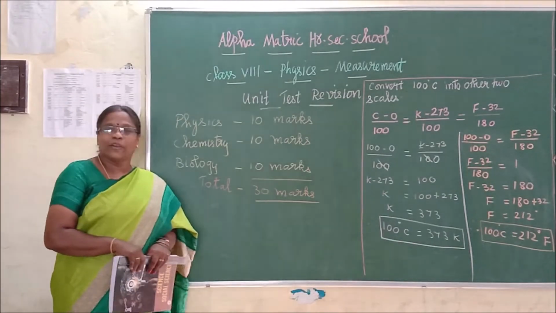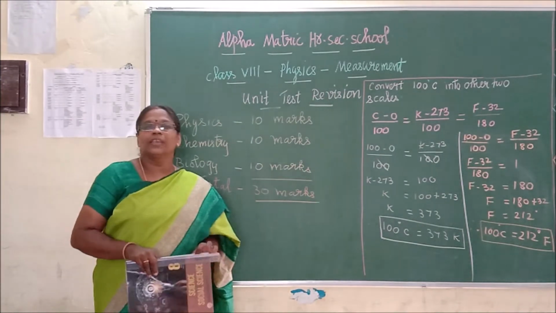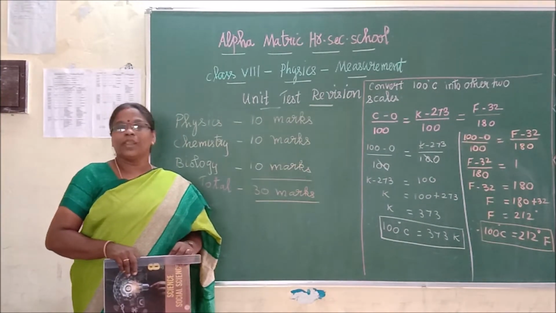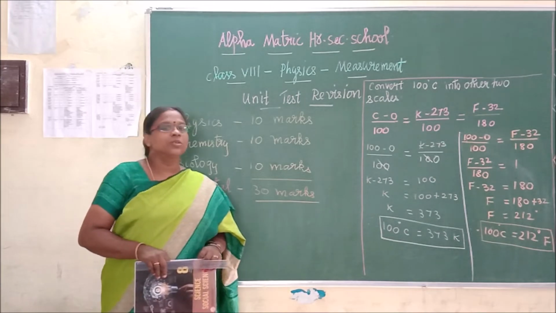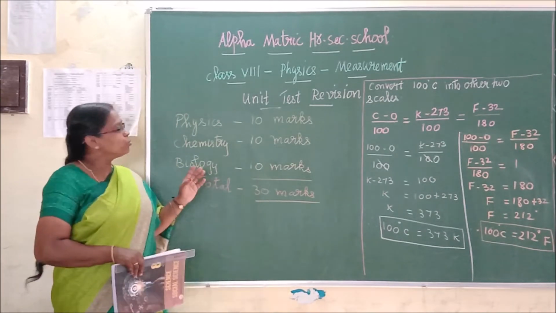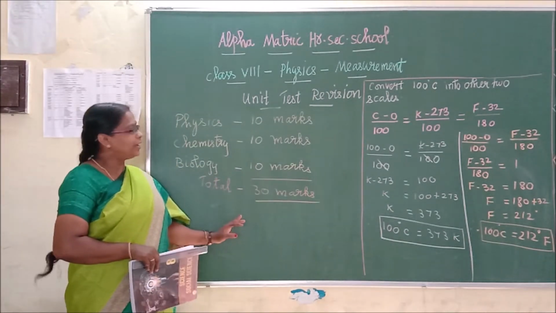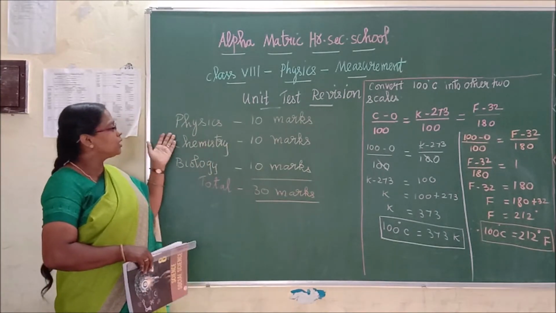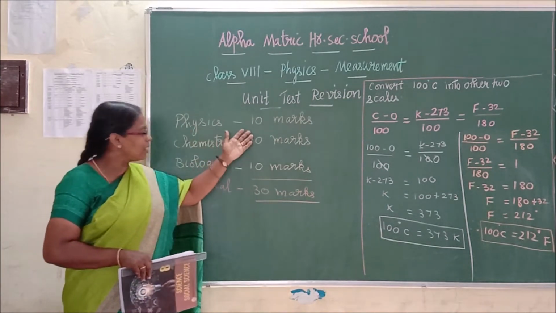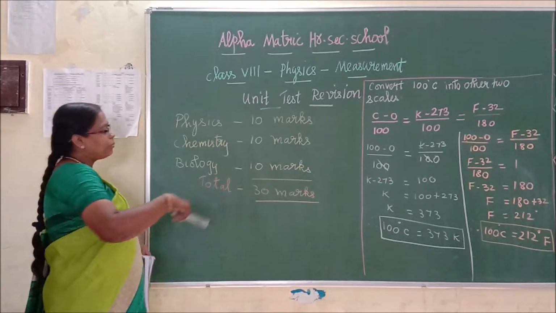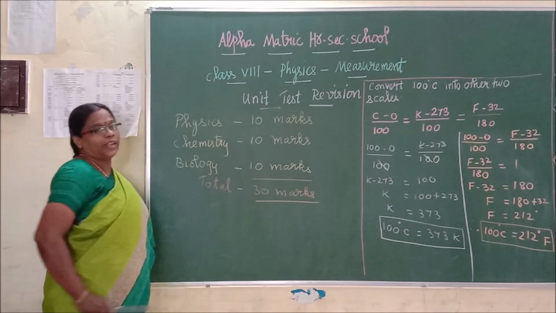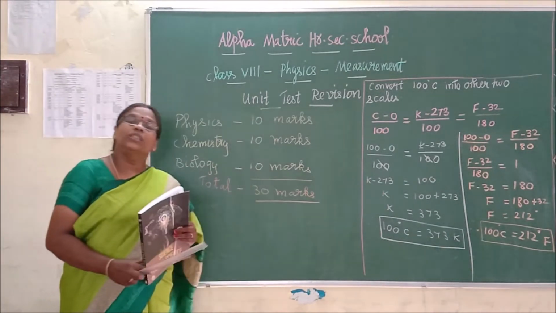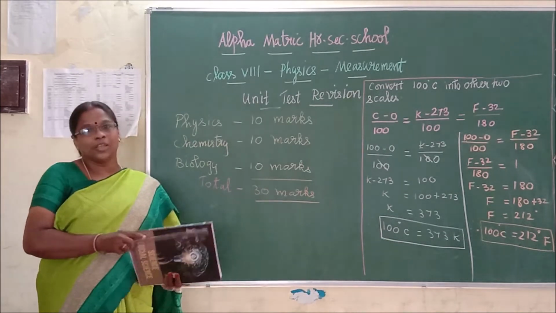Hello children, I hope you have seen the points which I have given as tips for the preparation of your test. With those tips, let us move into the pattern of the unit test, in which physics will be asked for 10 marks, chemistry for 10 marks and biology for 10 marks. In total you are going to write for 30 marks.